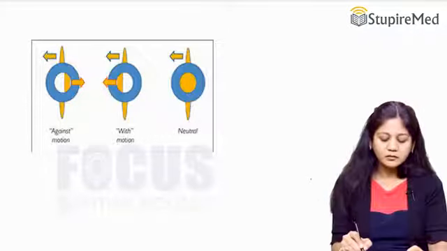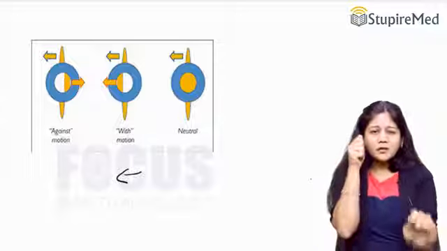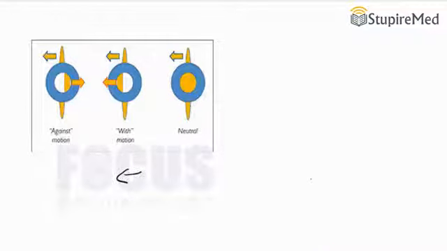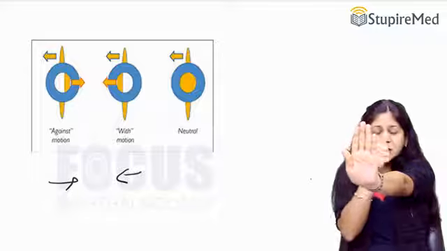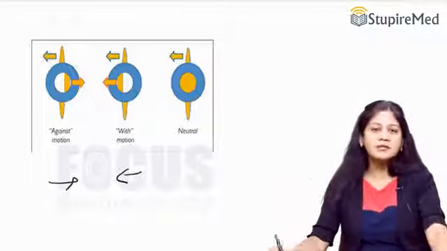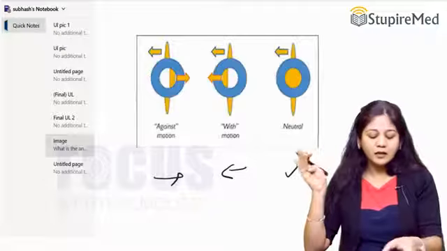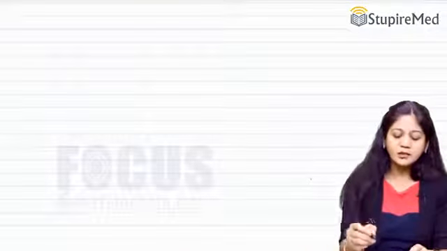Now, second is against the movement. That means when I am moving my retinoscope in this direction, the reflection in the patient's eye is moving in the opposite direction. So, this is against the movement. Now, the third possibility could be that when I am moving my retinoscope in either direction, there is no movement in the patient's eye. So, this is the third possibility. So, let us find out what will be the inference of these three of them.